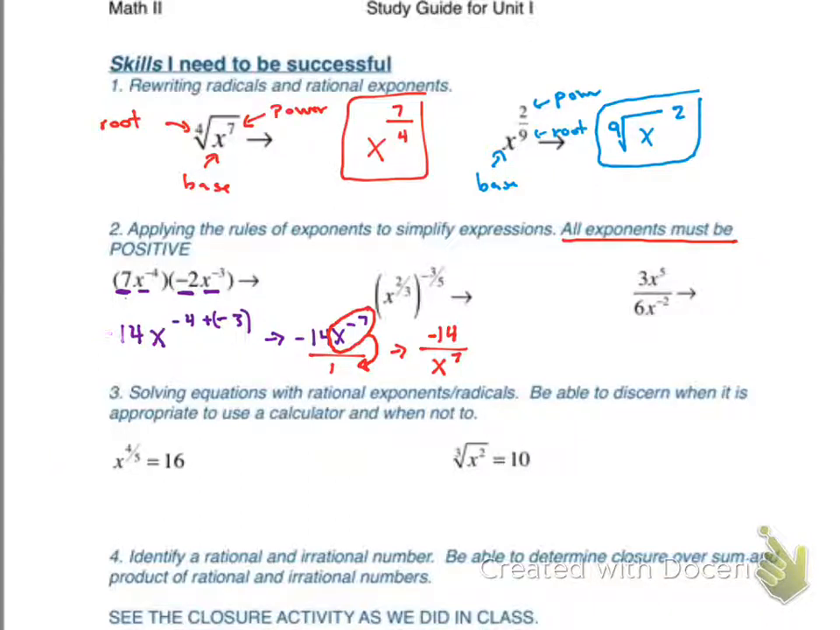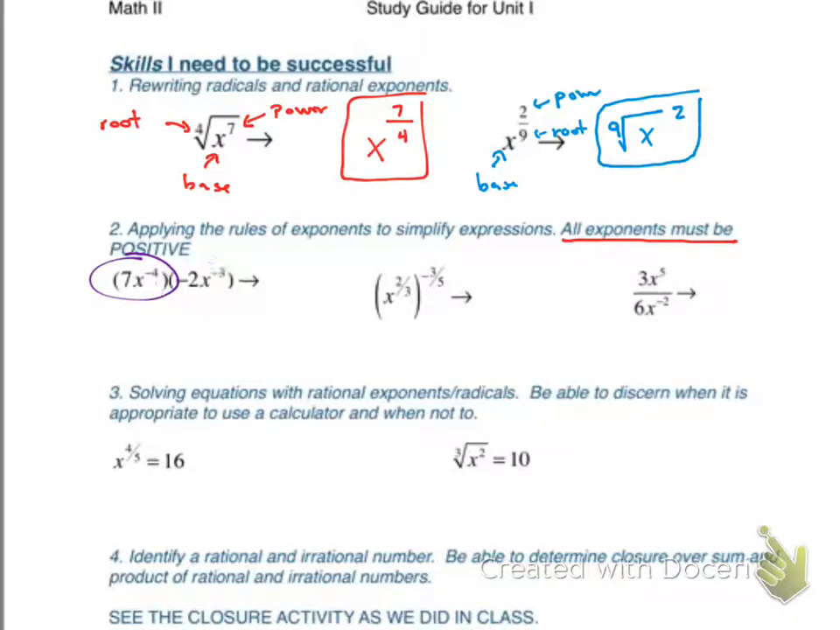Now, for that second one, I'm going to erase this so I have some room to work with. Here we have an exponent raised to an exponent. We don't see 2 parentheses like we did on the last one, just 1 parenthesis and 1 exponent raised to another exponent. This is another rule that would be good to write on your note card: when you have an exponent raised to an exponent, you multiply your exponents. So we take our base, x to the 2/3 times negative 3 over 5.